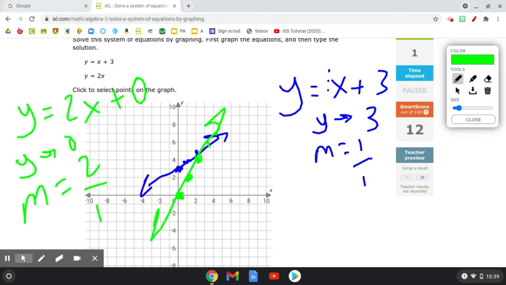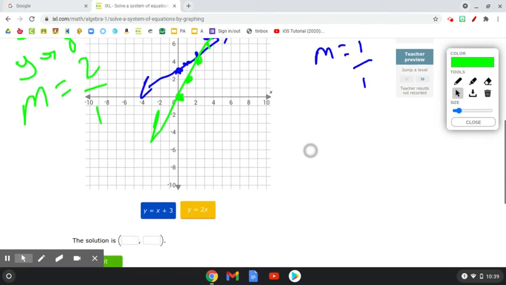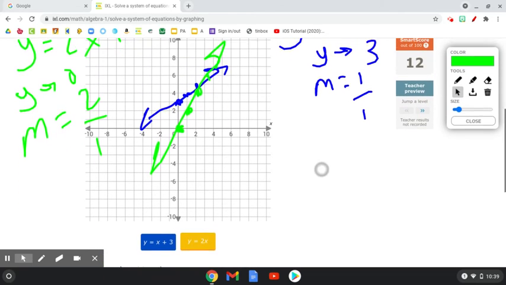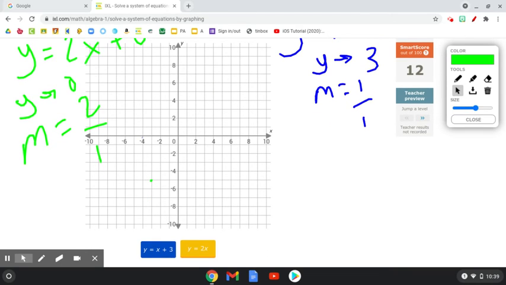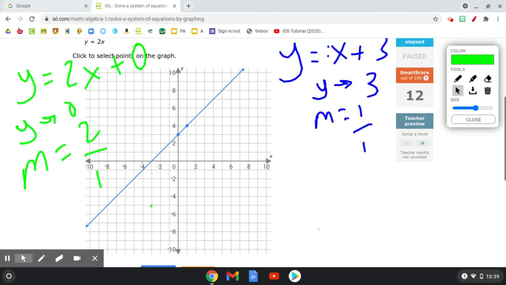Now, with this, you're going to have to click on the equation that you want to graph. So our y equals x plus 3. If I click on y equals x plus 3, I'm going to plot the y-intercept first, which is 3. And I know I'm going to go up 1 over 1, plot another point, and it'll graph it for you. Then click on the y equals 2x. I know my y-intercept is 0, so I'll click at 0, and I'm going to go up 2 over 1, and it'll graph it for us.